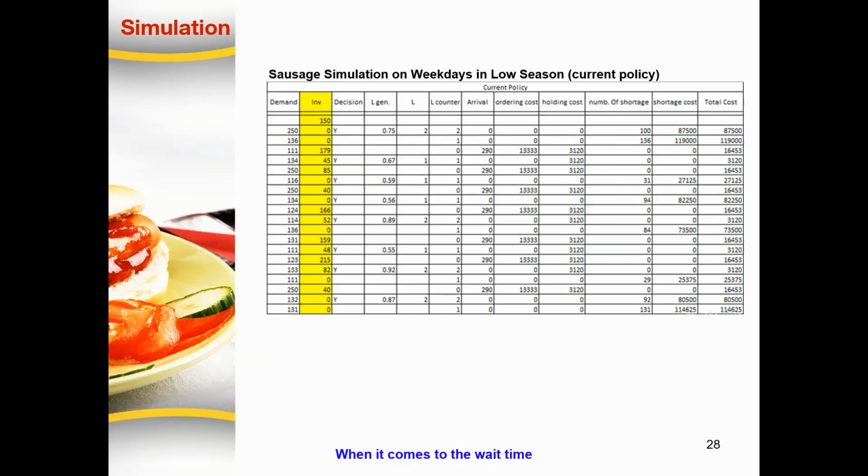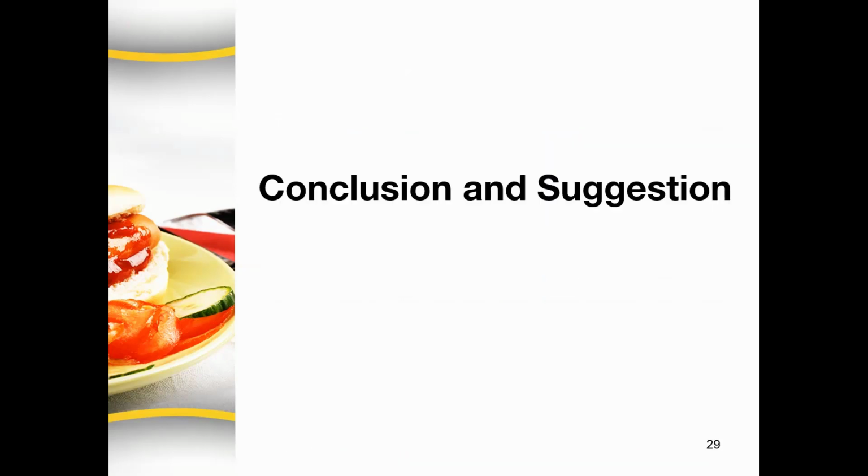When it comes to the wait time for the raw sauces ingredient to arrive, it varies from 1 to 2 days. The likelihood of recurrence of 1 day lead time and 2 day lead time is computed using the number of previous occurrences, the probability technique.